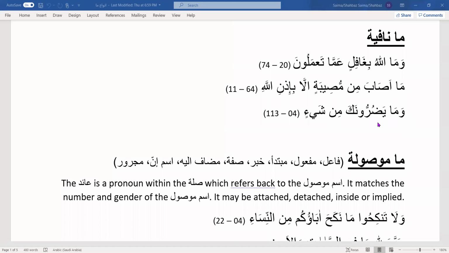وَمَا يَضُرُّونَكَ مِنْ شَيْءٍ. And they will not harm you a thing, anything. From a thing means not even a tiny bit. And they will not harm you at all. So this is ma nafiya. We already know this, so I don't want to spend too much time unless there is a question about ma nafiya.